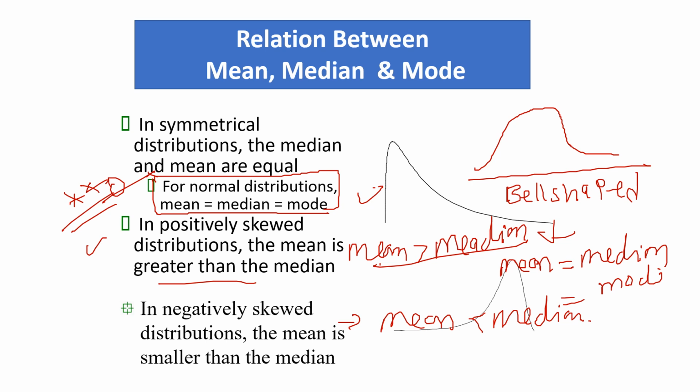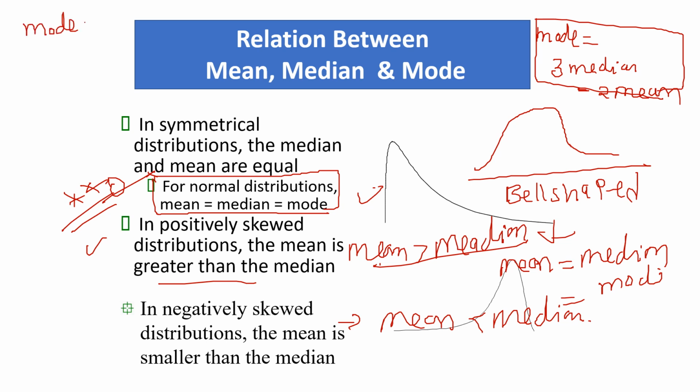And one more important relation, please remember, mode equal to 3 times median minus 2 times mean. I just want to write again. Mode is 3 times median minus 2 times mean.